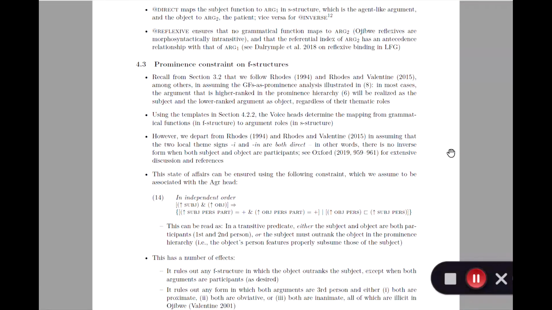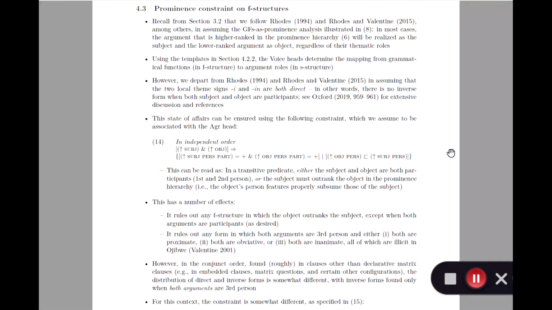And now we'll move on to the constraints that ensure the prominence constraints on F structures. So remember that we are assuming what we call the grammatical functions as prominence analysis, so that generally speaking, the higher ranking argument is going to be treated as a subject and the lower ranking argument is going to be treated as the object. So now that we have our templates encoding the decomposed person and animacy features, we can encode this in terms of a subsumption relation. So basically, in most cases, the person features of the object are going to subsume the person features of the subject.